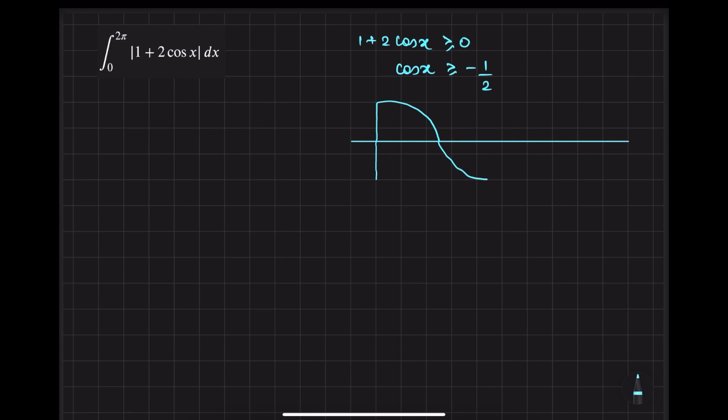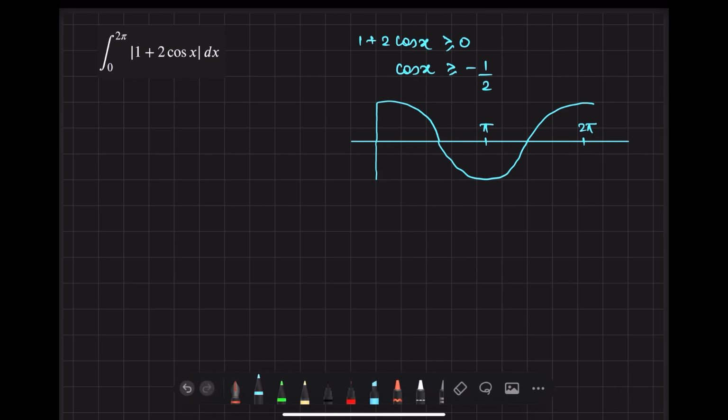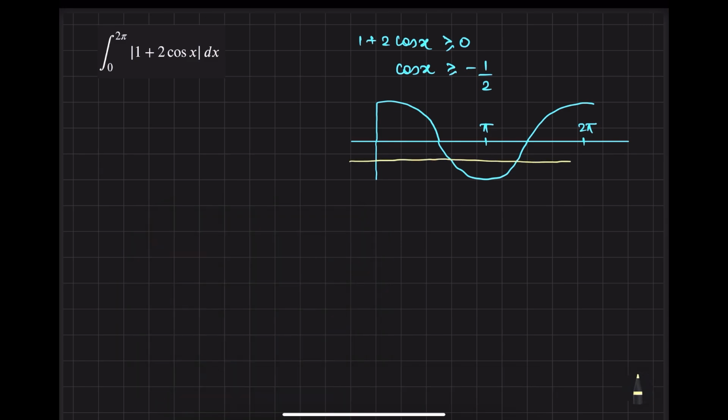Okay. Look at this. So this is pi, this is 2 pi. Okay. Now done with cos function. Now we have to draw minus of 1 by 2. So look at this, minus of 1 by 2 will be somewhere here. Okay. So first we have to find out the intersection point, means we have to find out this point.